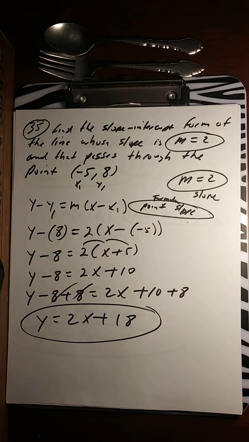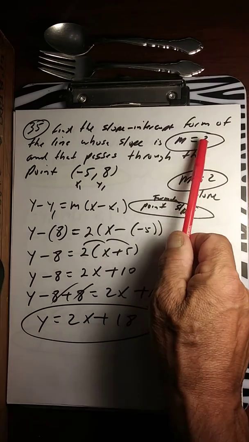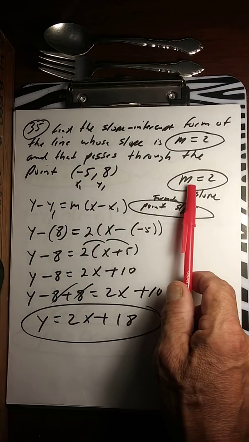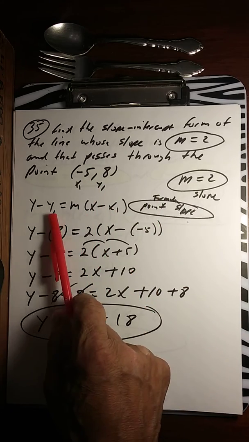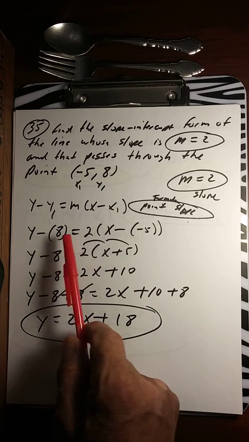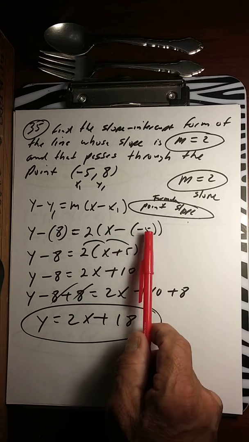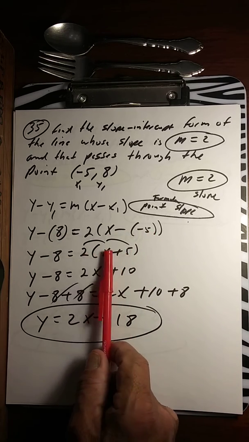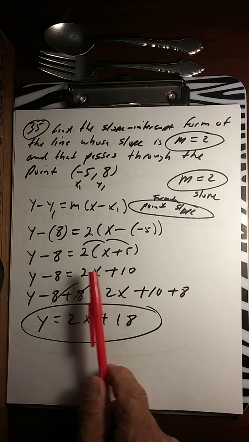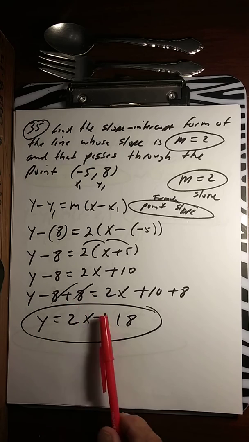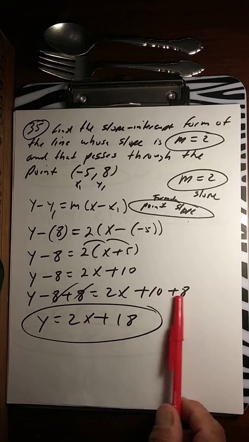Find the slope-intercept form of the line whose slope m is 2, and it passes through the given point, negative 5 and 8. Slope is 2, negative 5 and 8. So y minus y1 equals m times x minus x1. So y minus 8 equals 2 times x, minus minus is plus. 2 times x is 2x, 2 times 5 is 10. Plus 8, these are gone. So we have y equals 2x plus what? 18.